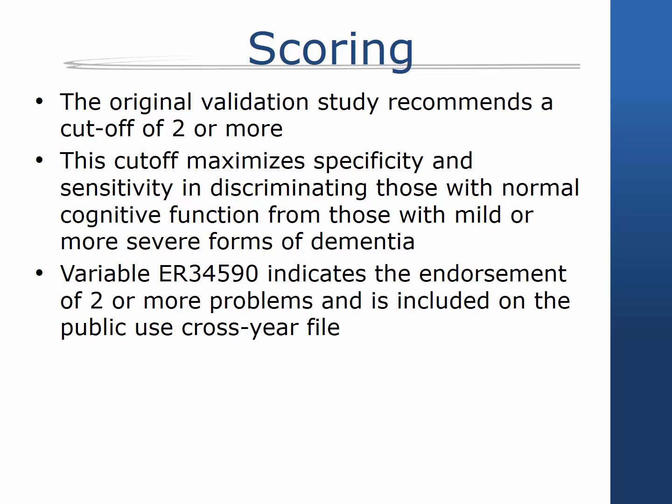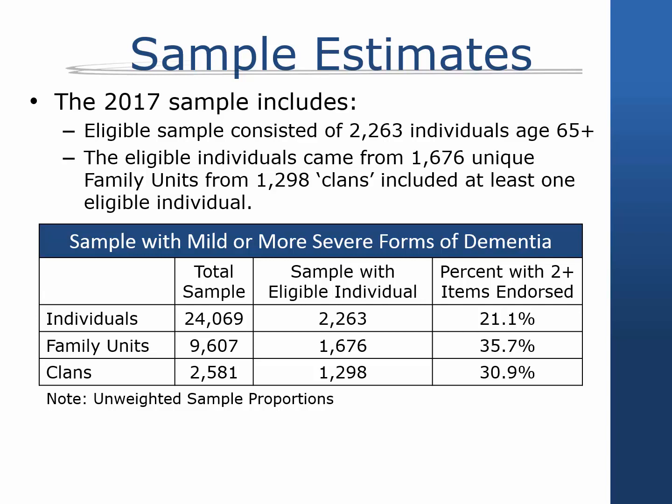This cutoff maximizes specificity and sensitivity in discriminating those with normal cognitive function from those with mild or more severe forms of dementia. A generated variable, ER34590, which indicates whether 2 or more problems were endorsed, is included on the public cross-year individual file along with the individual items. The total eligible sample for the 2017 PSID AD8 dementia screen consisted of over 2,200 individuals.